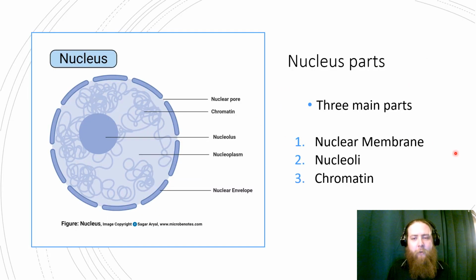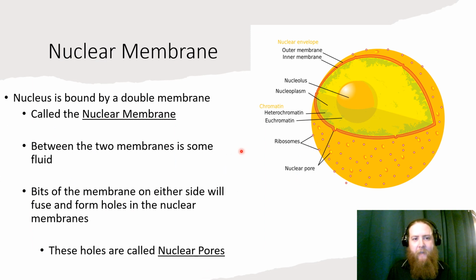Right, the nucleus is conveniently broken also into three parts. The first is the nuclear membrane, the second is the nucleoli, and the third part is the chromatin. The nuclear membrane is a double-bound membrane here where it's got two layers of phospholipids. And between the two membranes, there's a little bit of fluid. There are these holes you can see here, these lighter spots. This is formed by some fusion of the membrane to create what we call nuclear pores.